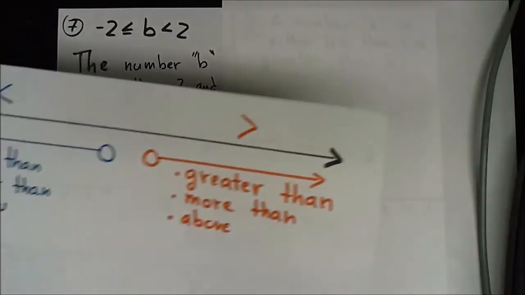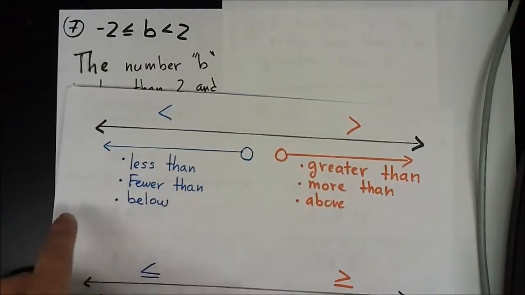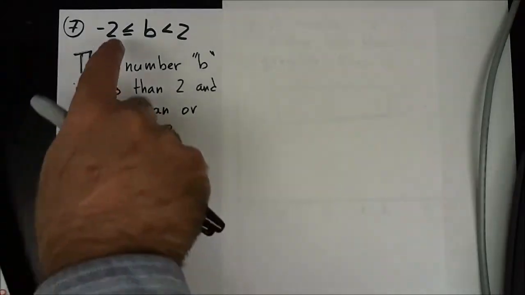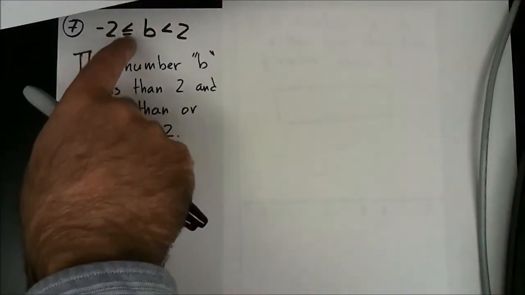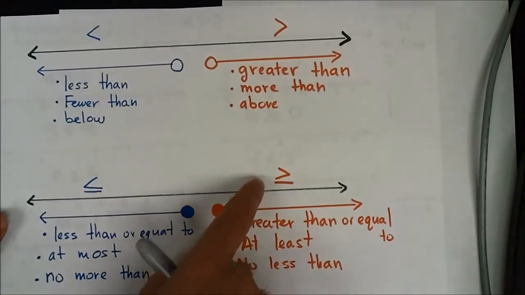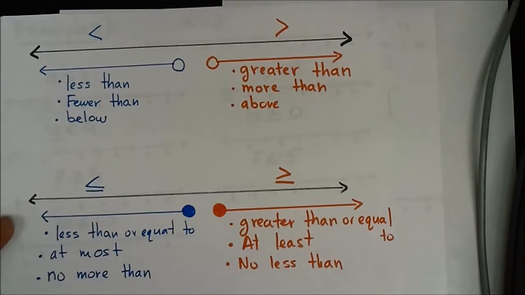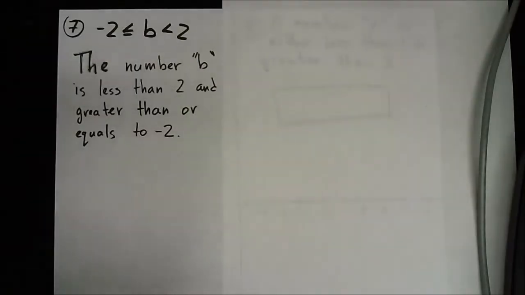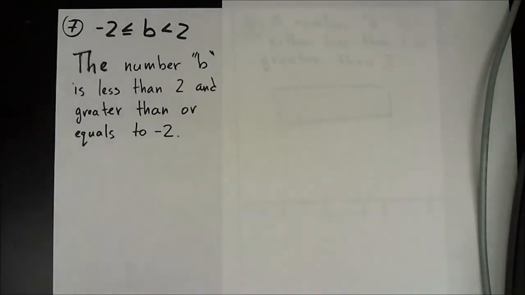sorry, I had to grab the cheat sheet. So you could have used for this one less than, fewer than, below. For this one, which is B is facing towards the larger end, here you could have used greater than or equal to, at least, no less than. Either of those would have worked. It's a combo statement, so you got to include both in there. So again, multiple answers that would work for that one, but that is just one of them.